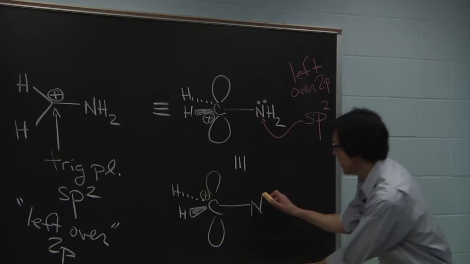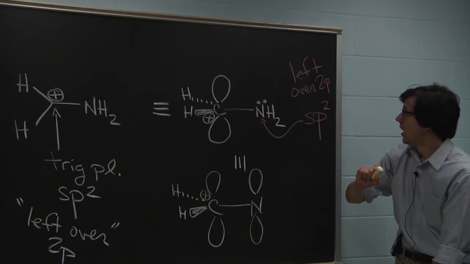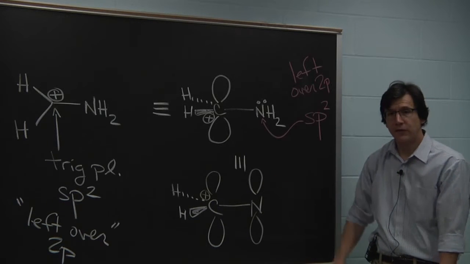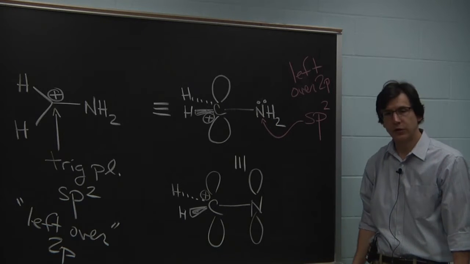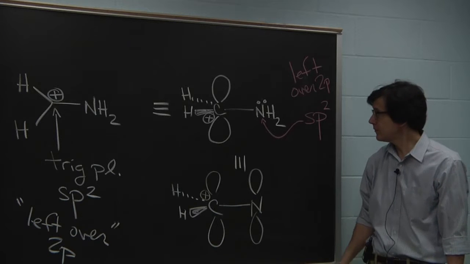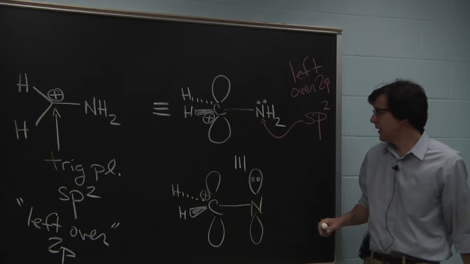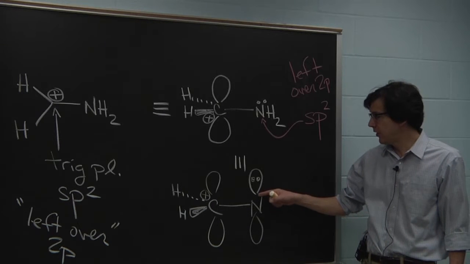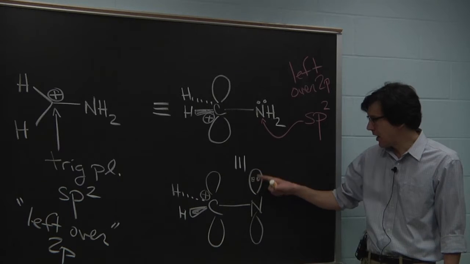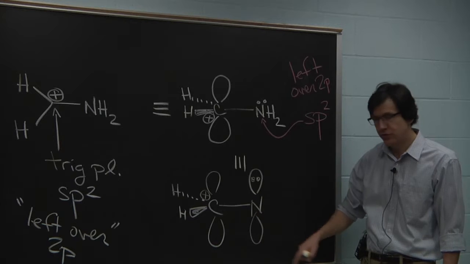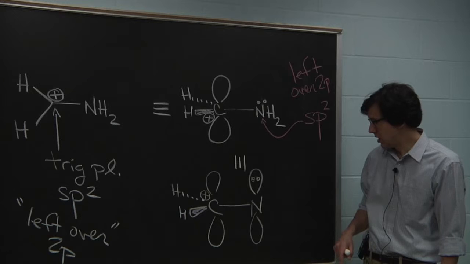Well, if I put that leftover 2p orbital like that, what's in this leftover 2p orbital? So look at this structure. What's in this leftover 2p orbital? The lone pair. And remember, electrons have wave-like characteristics, so even though I've put the lone pair in this top lobe, that electron density is really spread out above and below the nitrogen, as indicated by the drawing of that 2p orbital.